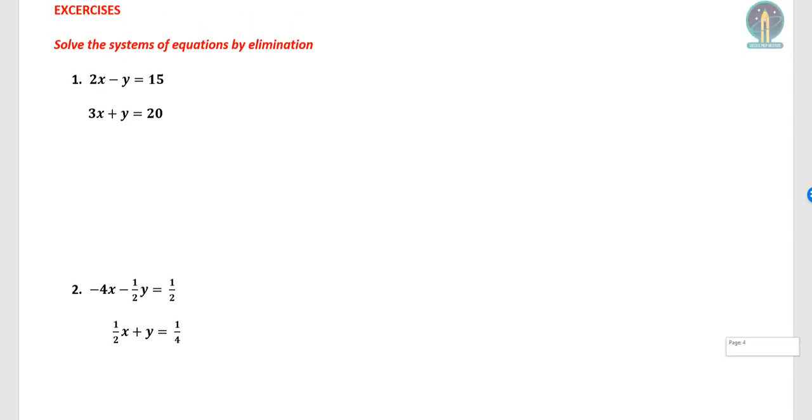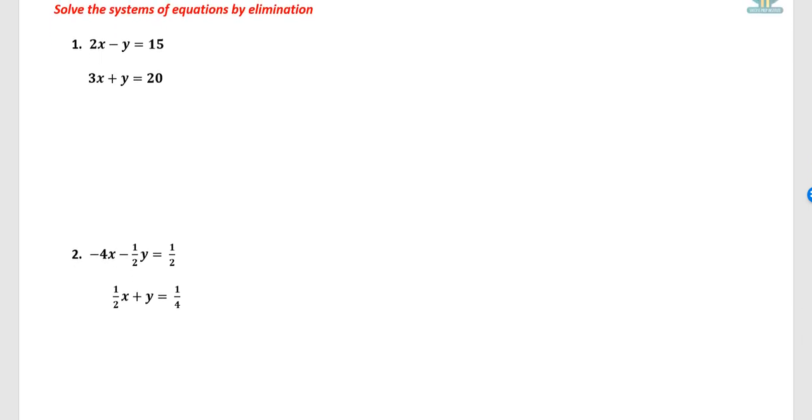Okay, so solve the system of equations by elimination. So 2x minus y equals 15 and 3x plus y equals 20. So right then and there we see that here we have the y's, with their coefficients as additive inverses. So if we simply added these two equations together, we're going to get rid of the y, right?